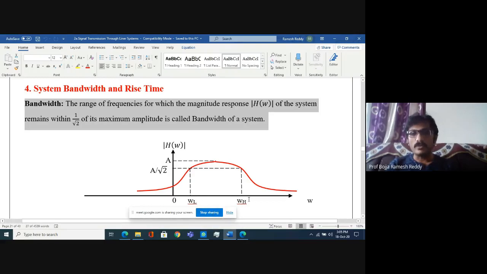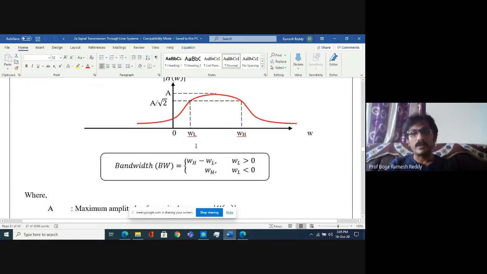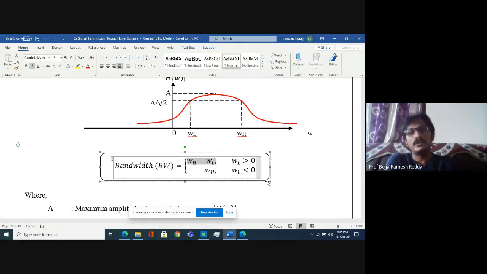If omega L and omega H are positive values, then the bandwidth is the difference between upper cutoff frequency and lower cutoff frequency. The difference between upper cutoff frequency and lower cutoff frequency is nothing but bandwidth of the amplifier when lower cutoff frequency is positive. Sometimes we may get the negative lower cutoff frequency. Negative frequencies does not exist in real domain. Then we will take bandwidth is equal to upper cutoff frequency only. Take it as 0. Like if it is a negative value, simply take omega H.